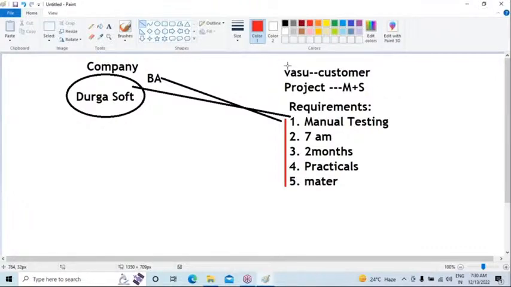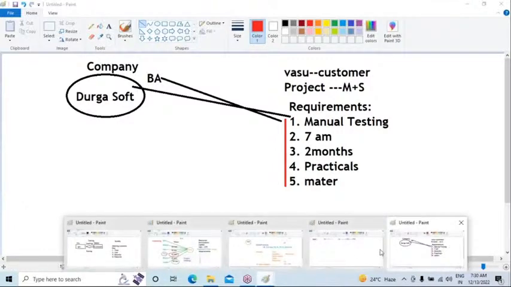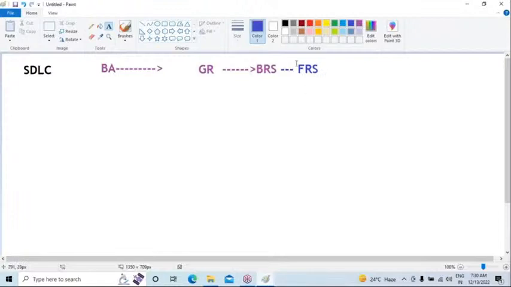So one of the students is asking, with these many requirements, he needs the batch at 7 a.m., with availability of 2 months. You want to complete the training in 2 months. Like that, they are going to clearly place every piece of information about the customer in this FRS document. So that is about that.